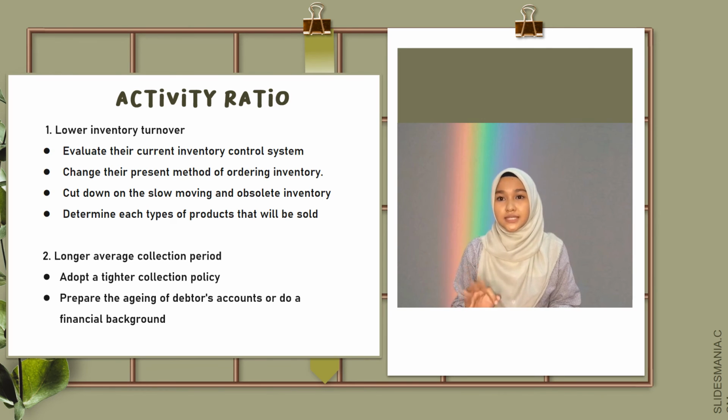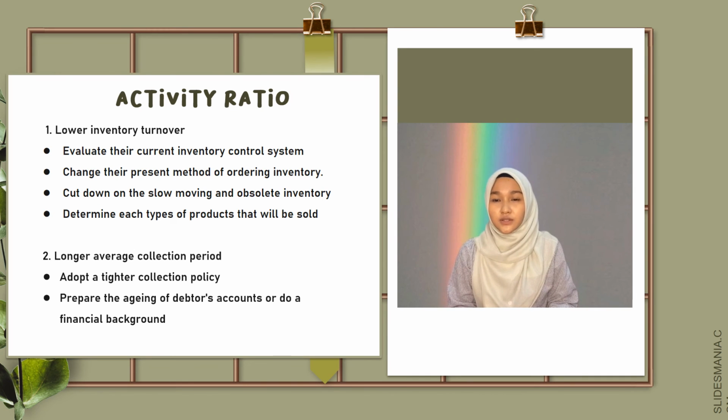which can be helped by reducing the existing 45 days credit term to 30 days. On the other hand, the company can prepare the aging of their debtors account or do a financial background check before giving them credit sales. Or offering a cash discount can also be implemented to encourage new customers to pay early.